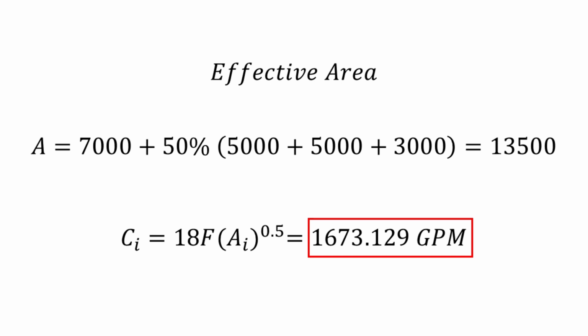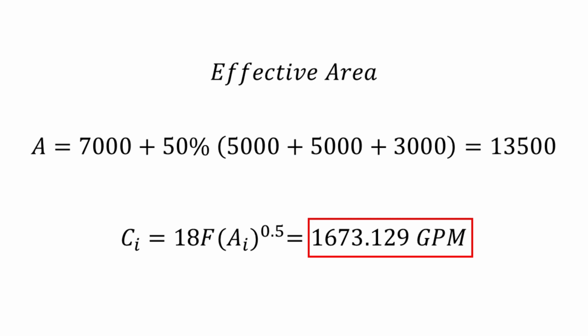For buildings of construction class 1 through 4, it includes 50% of all other floors. For buildings of construction classes 5 or 6, provided that all vertical openings in the building have 1 hour or more protection, it consists of 25% of the area, not exceeding the 2 largest floors. In this problem, we have a building of construction class 3. Therefore, we calculate the effective area using 7,000 plus 50% of the sum of 5,000, 5,000, and 3,000 square feet. The result is 13,500 square feet.